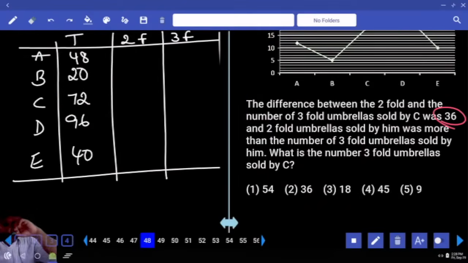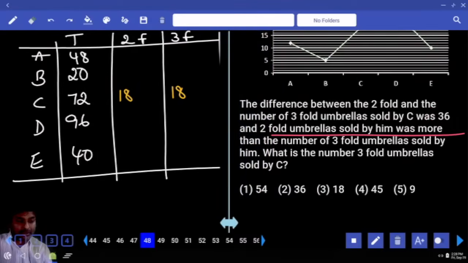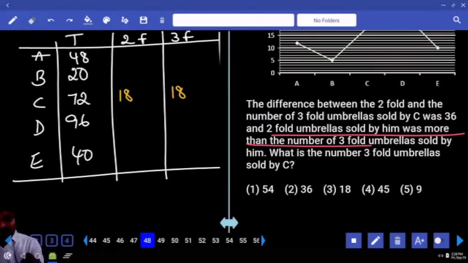Difference is 36, so out of total first subtract 36, remaining 36. Let us equally distribute. Each gets 18. How much is kept aside? Whichever is more, let us add 36 to that particular number. It is said that two-fold umbrellas sold by him was more than three-fold. Then two-fold are 36 more. Are you okay? Now the question is, what is the number of three-fold umbrellas sold by C? How many are there? 18. Got it?